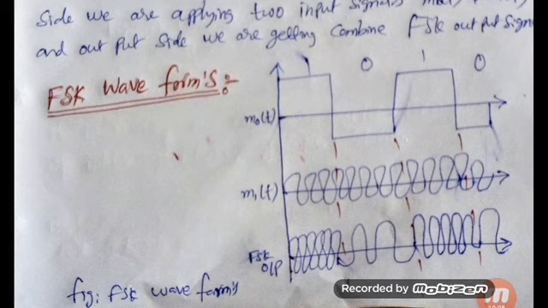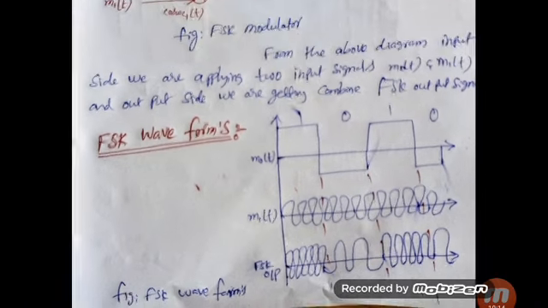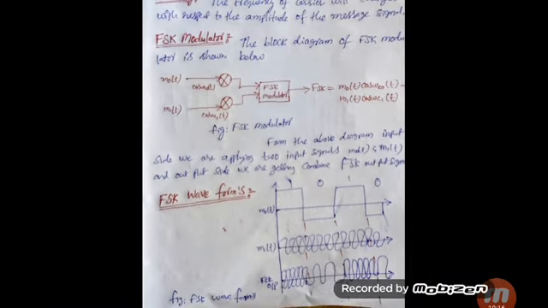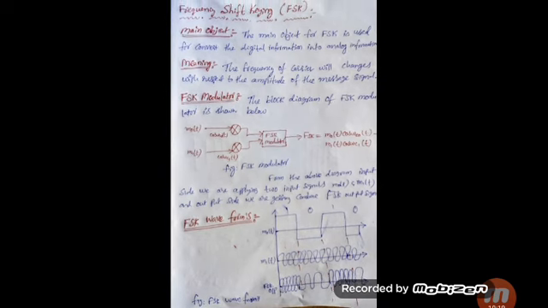In any electronic device, it will convert the information into different forms. So this is the overall process of frequency shift keying. Next we are seeing the bandwidth, advantages and disadvantages of frequency shift keying. Thank you.